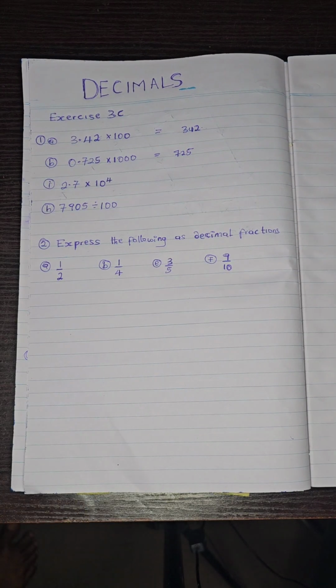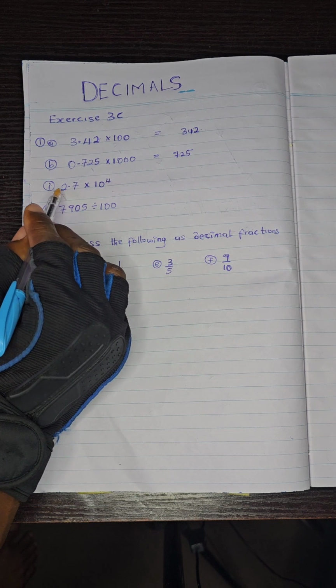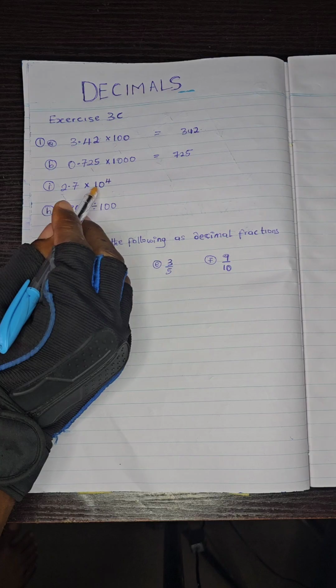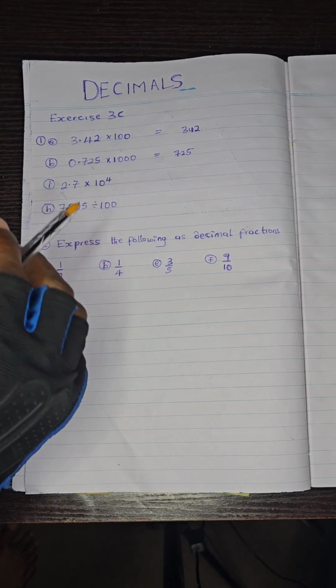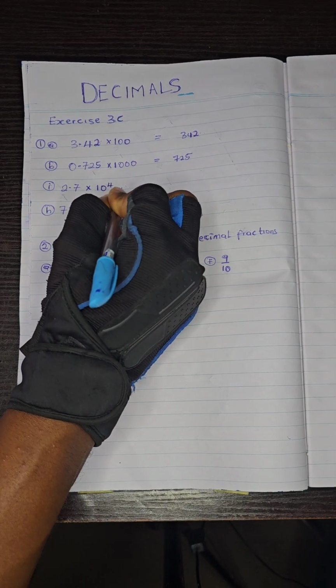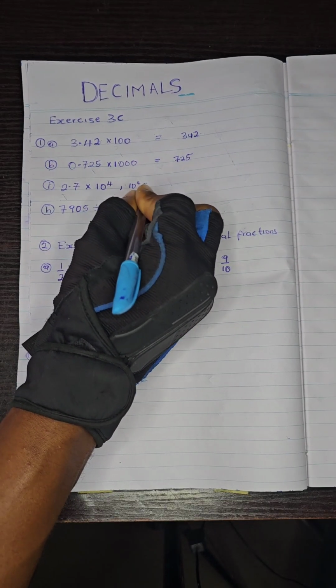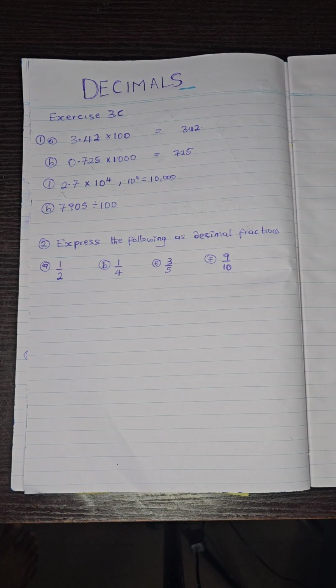725 as your answer. Now, number I, 2.7 times 10 raised to the power 4. What does 10 raised to the power 4 mean? We've done indices. It simply means 10 times itself 4 times. So I can just say 10 raised to the power 4 is 10,000. Very simple. 10 times itself 4 times. I can do the math and you see that's the answer.